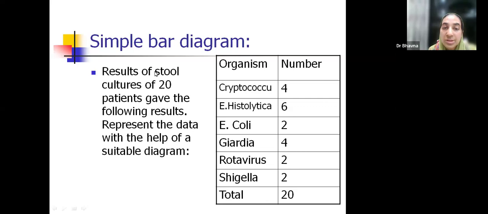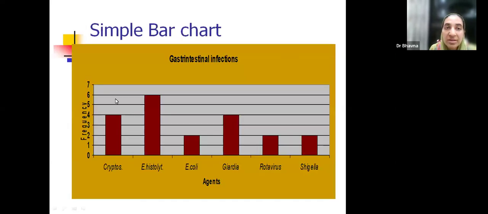Okay. So results of stool cultures of 20 patients gave the following results. Represent the data with the help of a suitable diagram. When you eyeball the data, what you see at the first instance is simple nominal data. You name the organism, count. E. coli, count. Giardia, count. Rotavirus, frequency. Shigella, 2. All these are qualitative data, right? Categorical data.